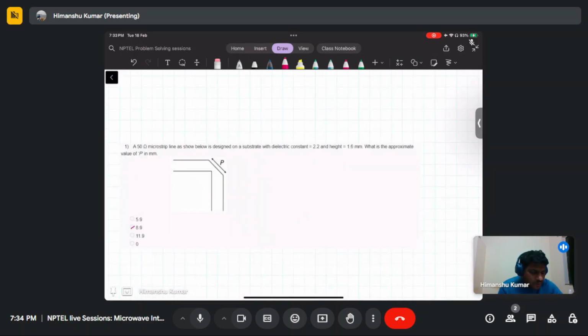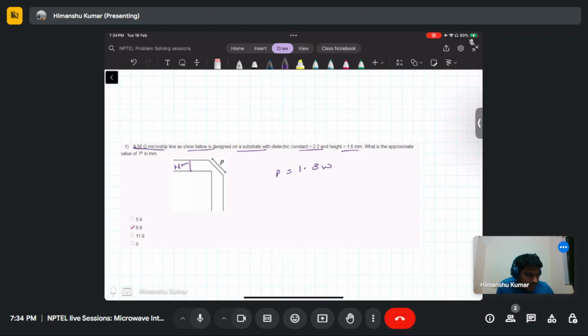The first problem talks about this. A 50 ohm microstrip line is shown below, designed on a substrate with dielectric constant 2.2 and a height of 1.6 mm. What is the approximate value of P? As we discussed just now, to first order, the distance of this tapering or chamfering, the chamfer length P, should be equal to 1.8 times W.